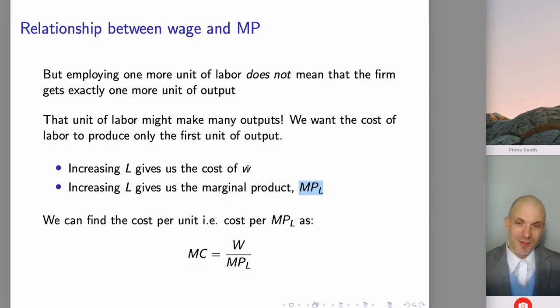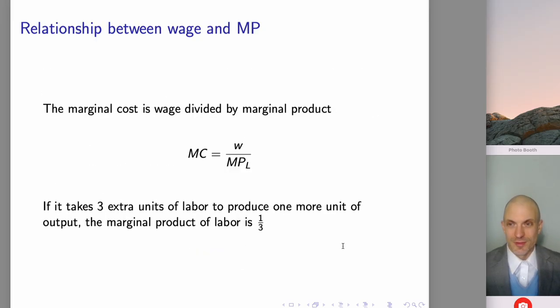so we're going to get the benefit, right? So on the plus side, when I hire one more unit of labor, I'm going to get the marginal product of that labor. On the cost side, I'm going to incur one more wage cost, right? And then overall, if I want to find just the cost per unit, in other words, the cost per marginal product of labor, this is going to be defined as marginal cost is equal to W divided by the marginal product of labor. So the marginal cost of just that unit is going to be wage divided by marginal product of labor. Okay. So the marginal cost is wage divided by marginal product.